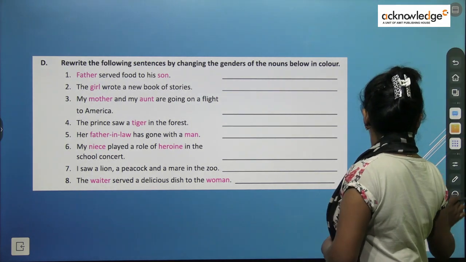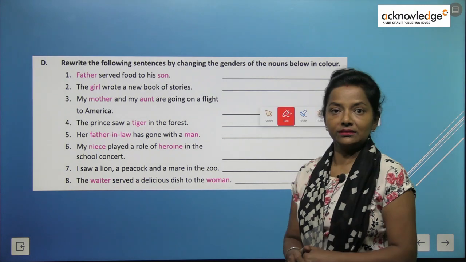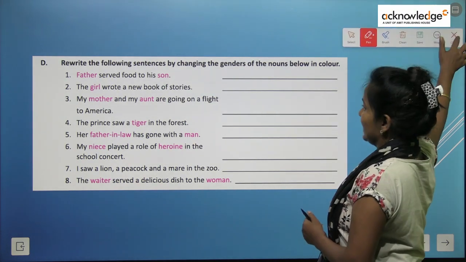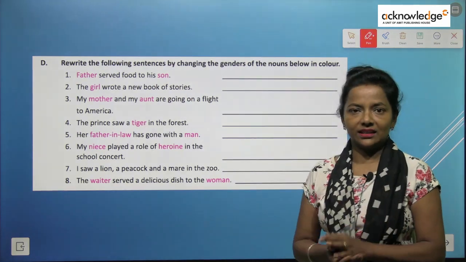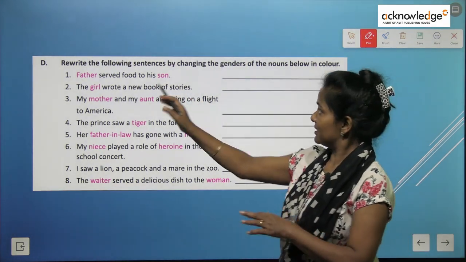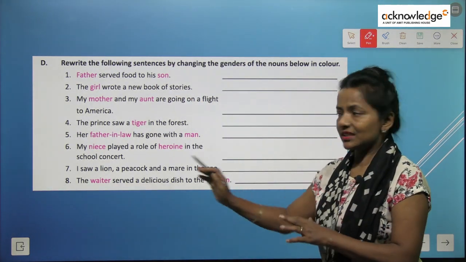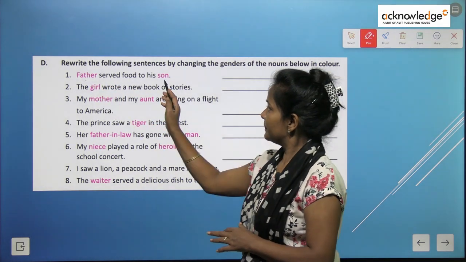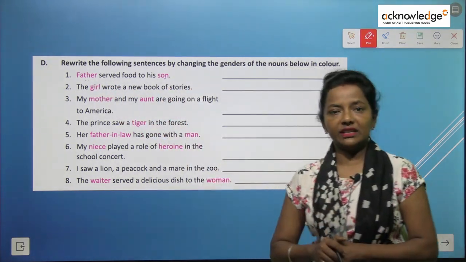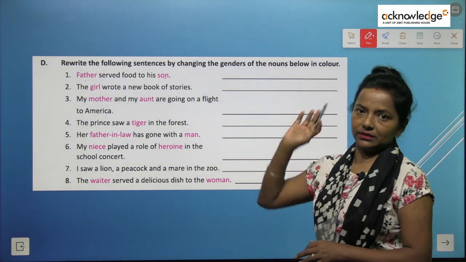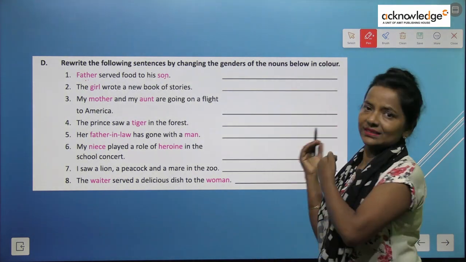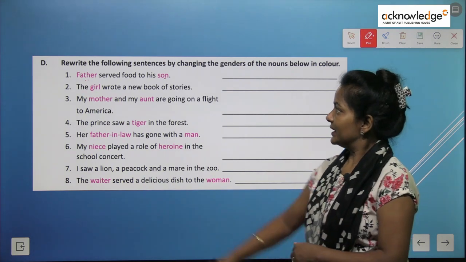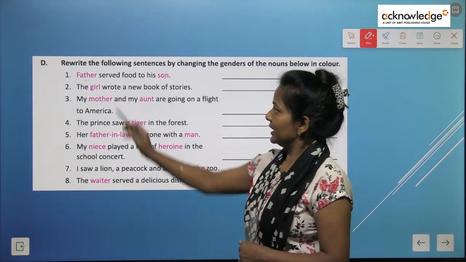Let's start the exercise and see what fun we have in this exercise. Father served food to his son. So children, here I'll not write the whole sentence. I'll just change the genders of these words and write down here. When you do this exercise, you have to write the whole sentence. Okay. So now listen to me very carefully.